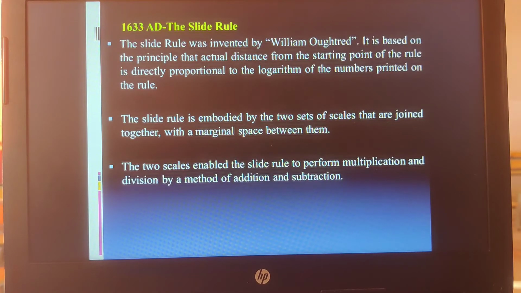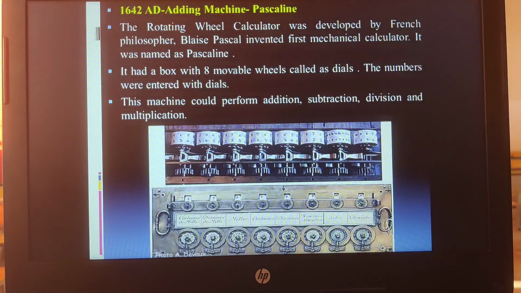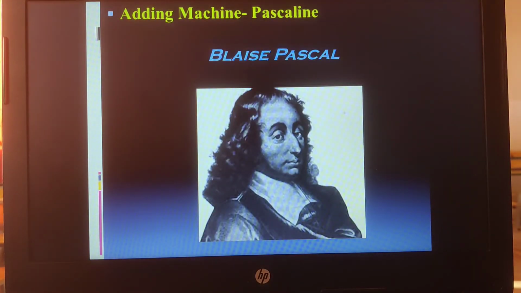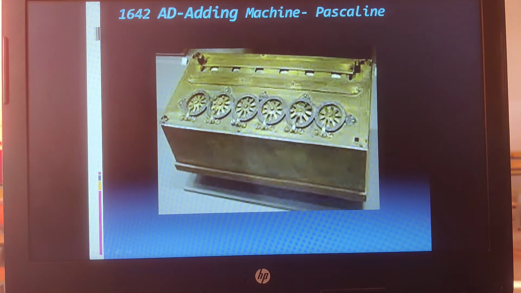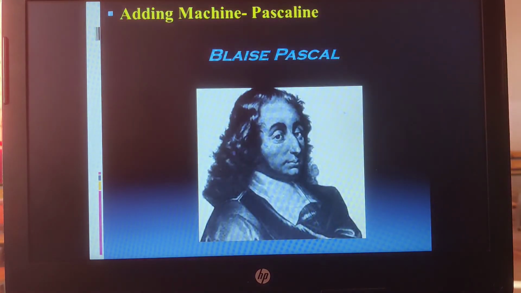Okay, moving on to the next one, that is the adding machine Pascaline. So these are the three points that you need to write for the slide rule. Notes will be provided for you all. This adding machine Pascaline is also called the rotating wheel calculator, which was developed by the French philosopher known as Blaise Pascal.